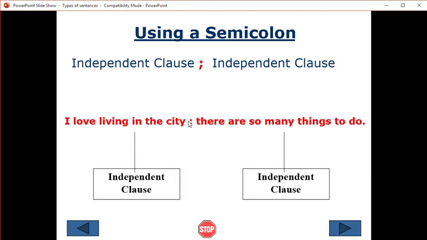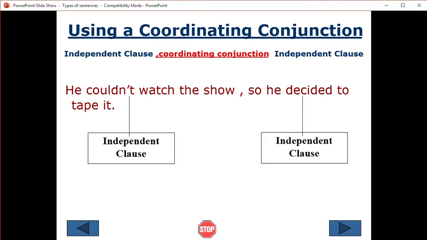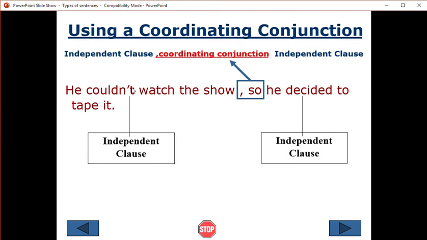So we have two independent clauses joined by a semicolon, just like a comma conjunction, and this is a compound sentence. So, just like we saw before, two independent clauses joined here by a conjunction, what we call a coordinating conjunction. And if you look at it, here they're using so. He couldn't watch the show, so he decided to tape it. Subject verb, he decided. Subject verb, he couldn't watch. Joined together here with a comma conjunction.